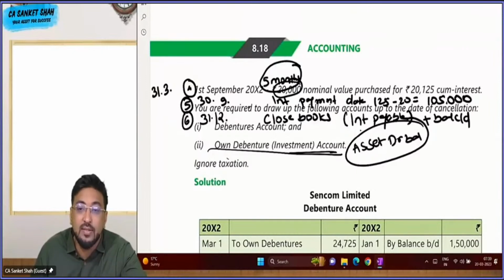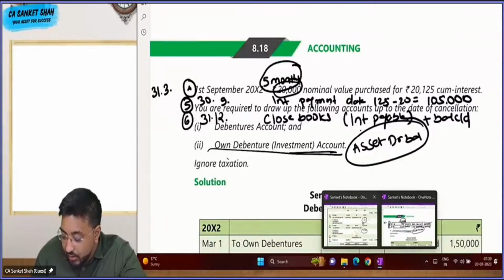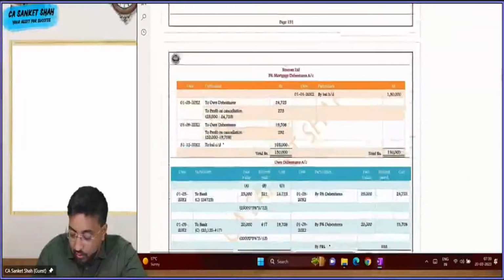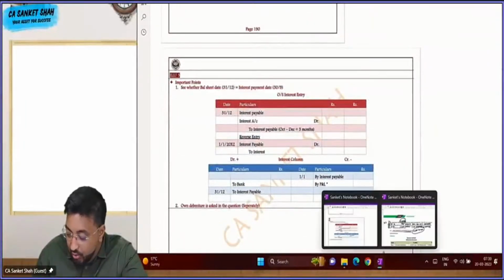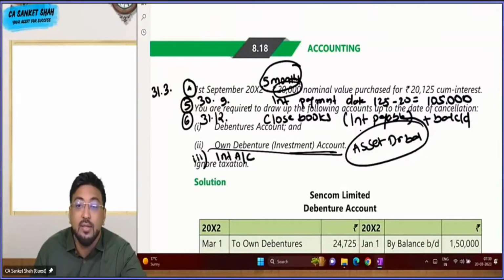But sir, interest is not asked. Interest account हमें पूछा ही नहीं है. So interest account is not asked. नहीं तो हमने interest account भी बनाया होता. Okay. So suppose interest account भी पूछा होता. चलो, do one thing. Write interest account also. Okay. So I will show you if interest account is also asked, then how to write the answer. Okay. In the same question, if interest account is also asked.